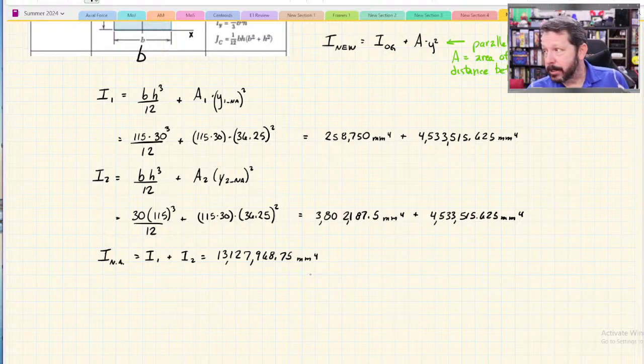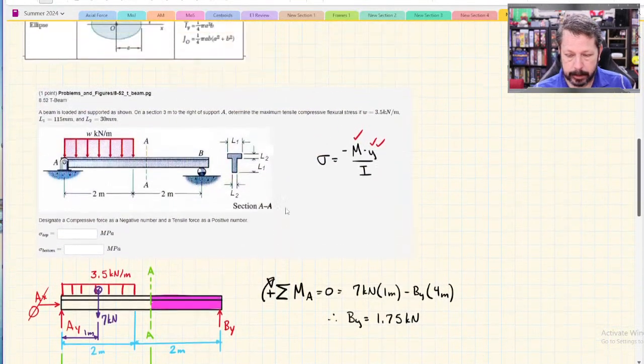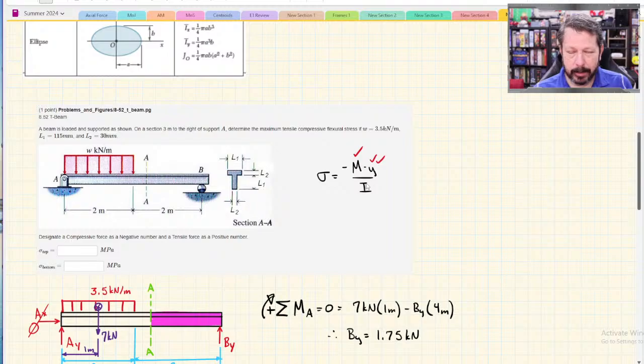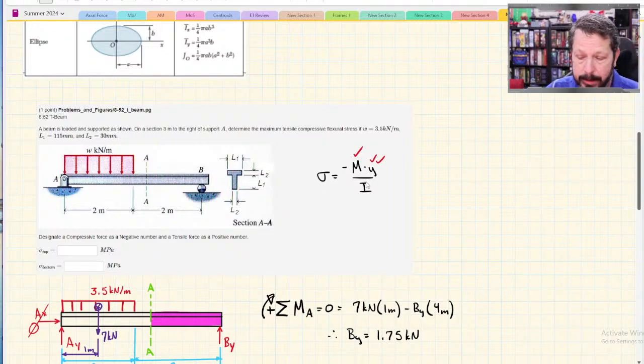So if I want these units to work out, this equation, my M over I, I want it to give me something like pascals or megapascals, then I need to be careful with my units and make sure they're all working the way I want them to. So I'm going to just convert everything to meters and newtons. The moment's already in newton meters or kilonewton meters. So I'm going to do everything in newtons and meters so that the answer I get will come out in pascals, newtons per meter squared.